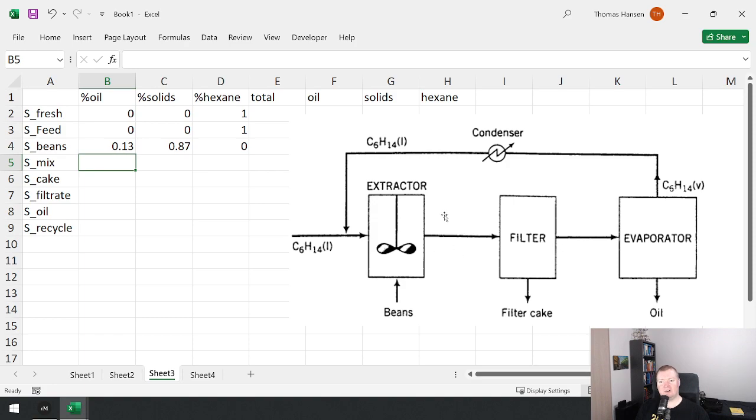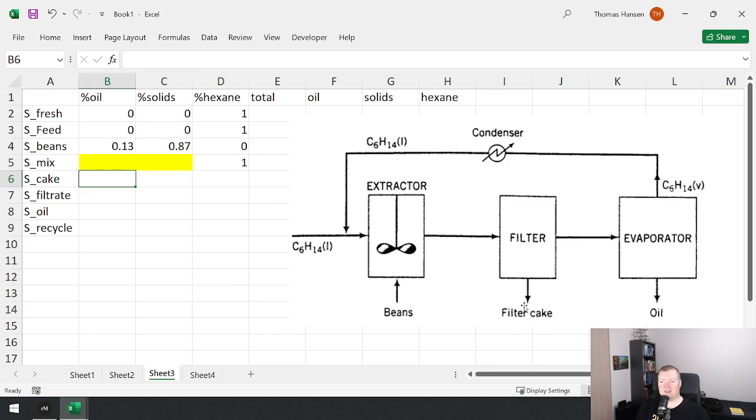Then I mix it all together. At that point, I don't know what the compositions are. So I'm going to say no idea for those two. The final one is 1 minus the sum of the others, like we normally do.